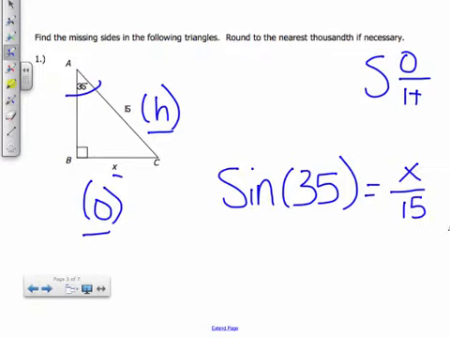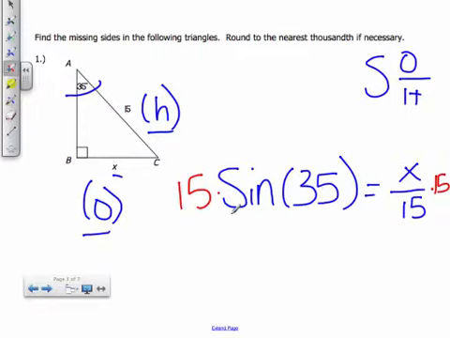Once I've done that, I'm done with the trigonometry part. All I have to do now is just solve my equation. So basically all I have to do is multiply both sides by 15. Now be careful. This means that this is the sine of a 35-degree angle. And I think we've discussed this before, that it doesn't mean sine times 35. It means the sine of a 35-degree angle. But this means 15 times sine, which means that this 15 cannot be multiplied by this angle right here. I'm going to take the sine and then I'm going to multiply that by 15.